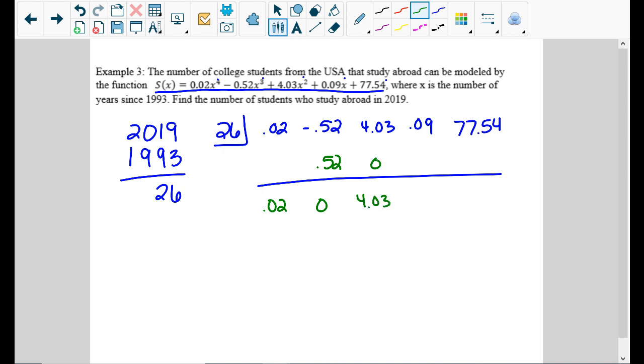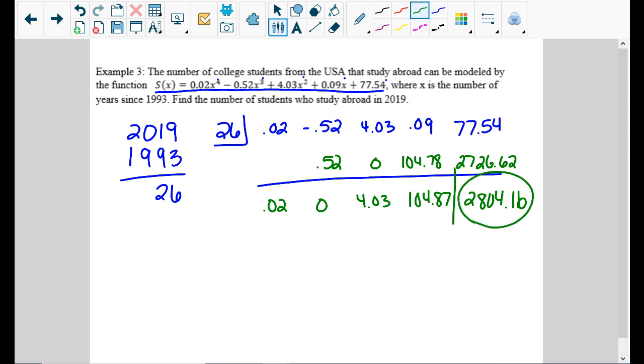4.03 times 26 gives me 104.78, so add that, this gives me 104.87, multiply that again by 26, and I get a big number here, 26.62. Combine those, and I get 2804.16. So again, here's my remainder.